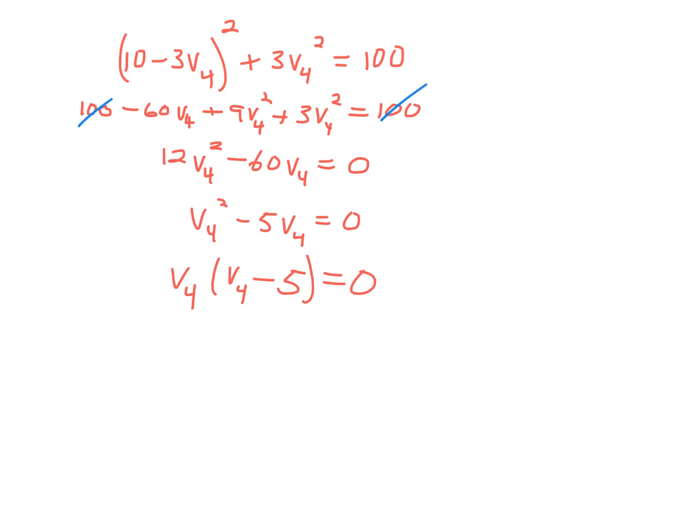So if you have two numbers that multiply to give you 0, either the first number, v sub 4, equals 0, that would solve that, or the second factor, the quantity v sub 4 minus 5, has to equal 0, so v sub 4 equals 5. So those are the two solutions, v sub 4 equals 0 or v sub 4 equals 5. Now we have to put this in context with the problem, going back to the previous page.